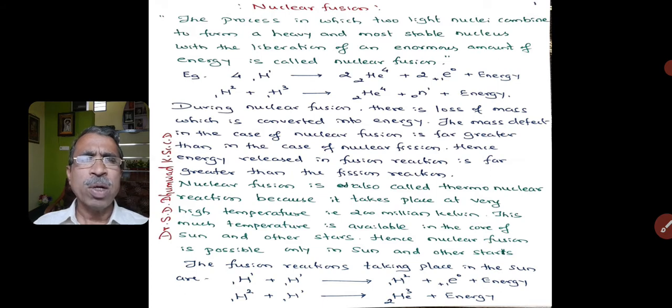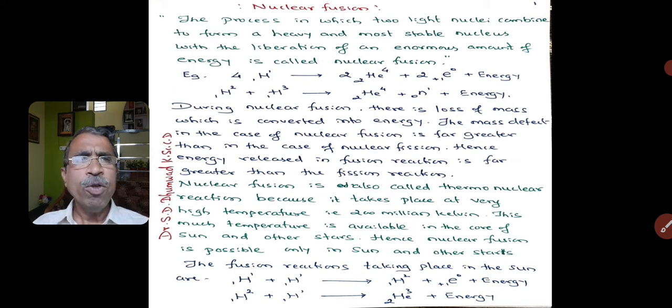This can also take place by taking deuterium, and when it combines with tritium, we get the helium nucleus and also a neutron with the liberation of a large amount of energy. The energy liberated in nuclear fusion is much higher than the energy liberated in nuclear fission.